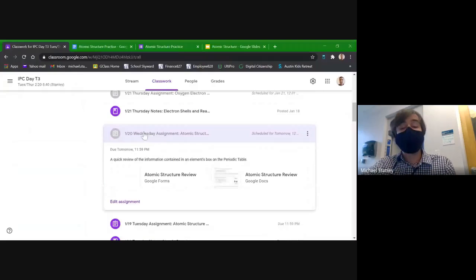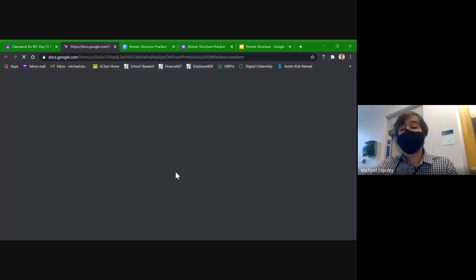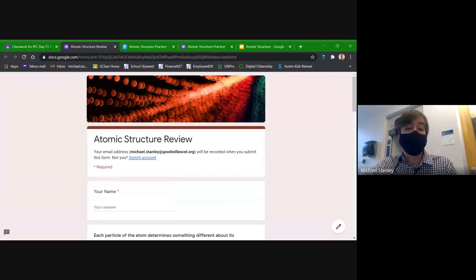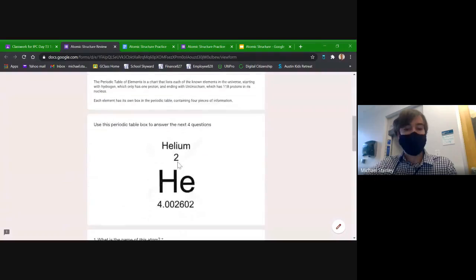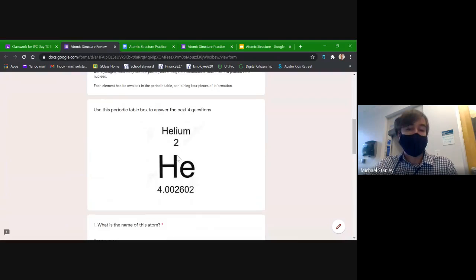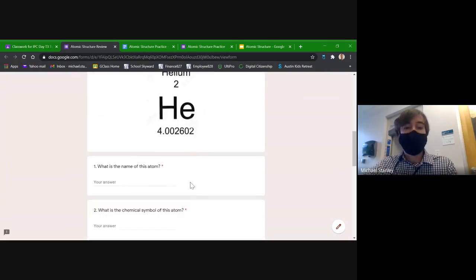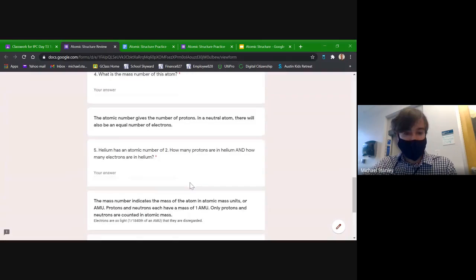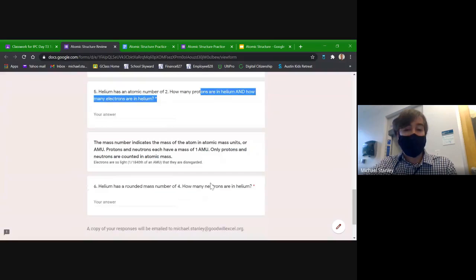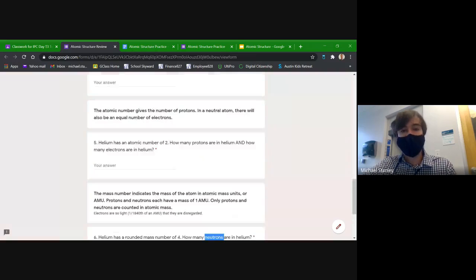The one going up for your Wednesday daily assignment is a little bit more simple and straightforward. It's kind of just a review of some of the major things that we talked about today. So it has some information about protons, neutrons, and electrons. And then it gives you this little box of the atom helium and asks some basic questions about the names, the symbols, the atomic number, the mass, and then the protons and neutrons in helium, and protons and electrons in helium, and the neutrons in helium.